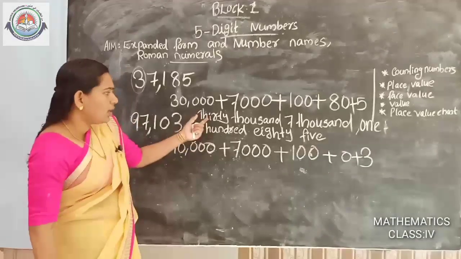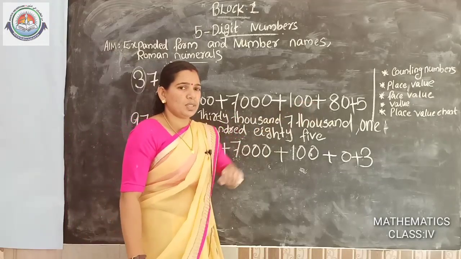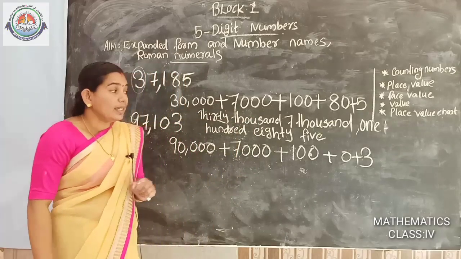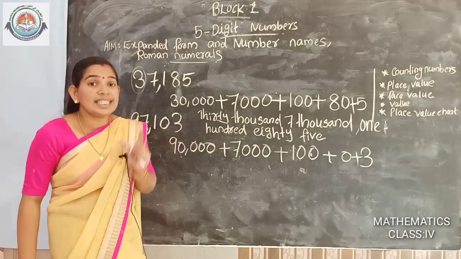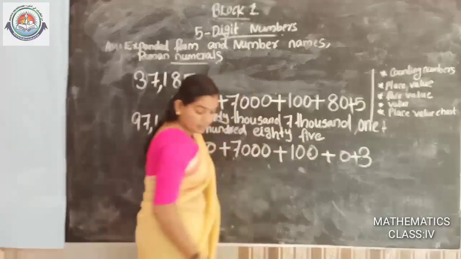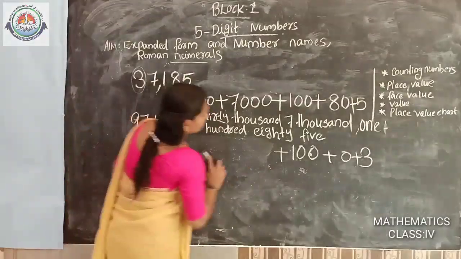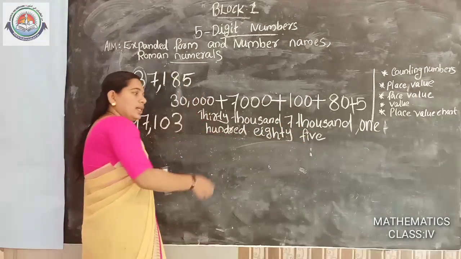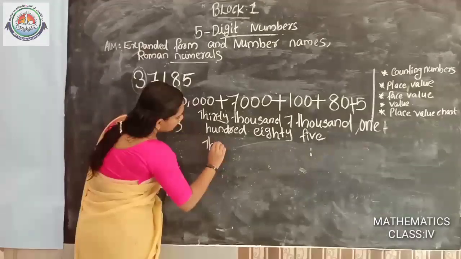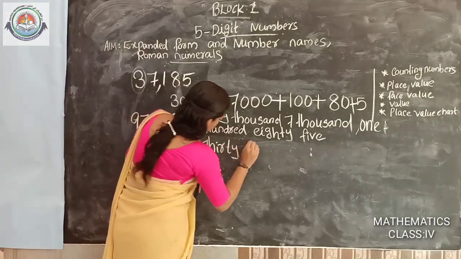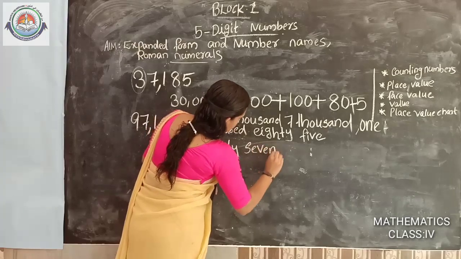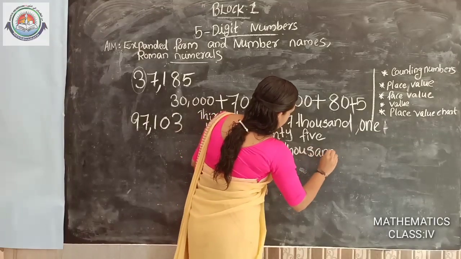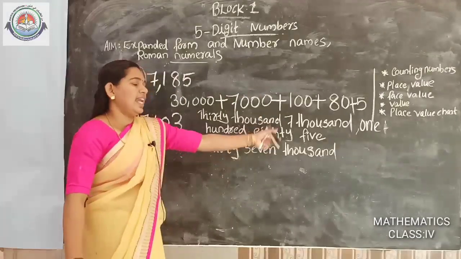Okay, but you look here, 30,000 and 7,000, both are in thousands. So we write them together. We write 30 plus 7, 37. So we write 30,000 and 7,000 together as 37,000. Then 185.